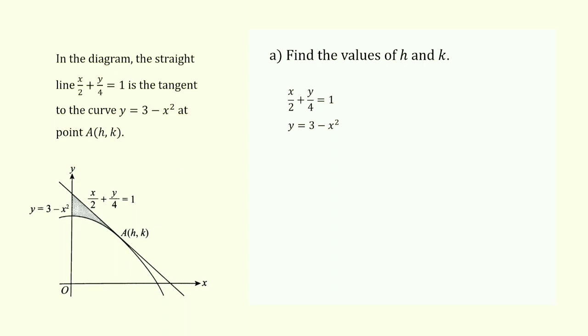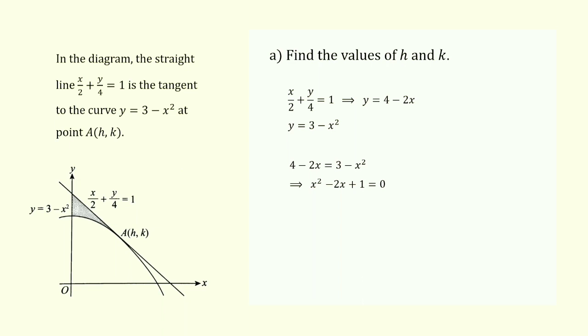From the equation of the straight line x over 2 plus y over 4 equals 1, subtracting x over 2 and multiplying by 4 on both sides, this gives us y equals 4 minus 2x. Therefore, 4 minus 2x equals 3 minus x squared. Then, subtracting 3 and adding x squared to both sides, we get a quadratic equation. x squared minus 2x plus 1 equals 0.